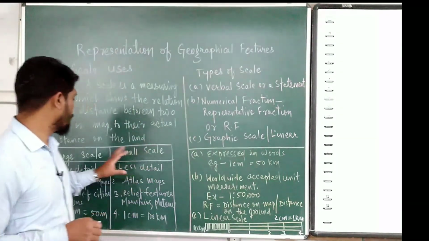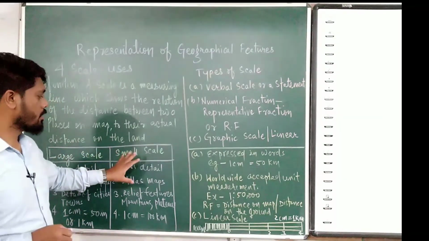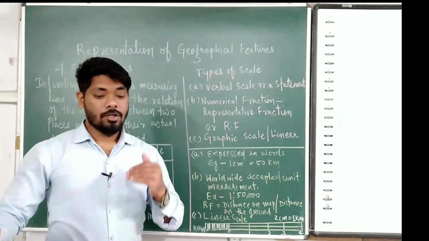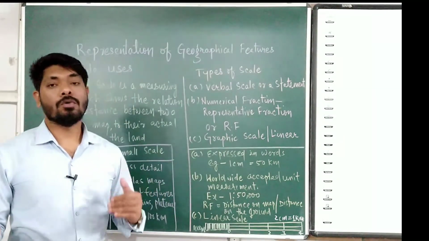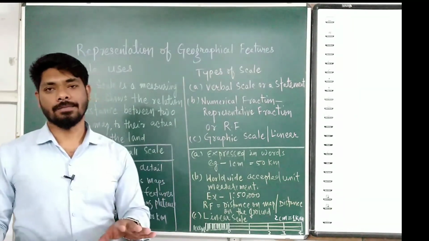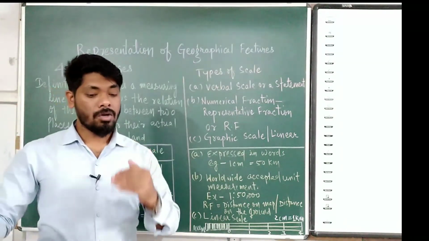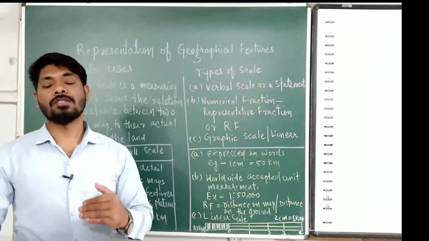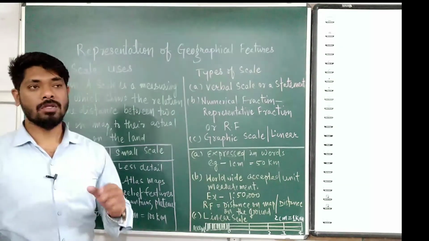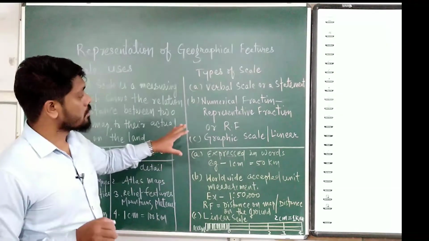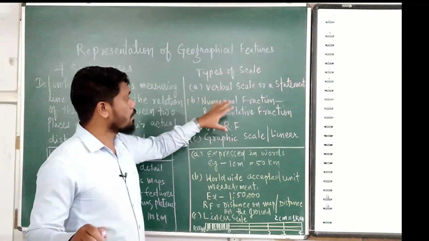I hope large scale and small scale are clear. In large scale, the geographical features of a small area are shown in detail. But in a small scale map, only the important features of a large area are shown, that is, in less detail. So let's discuss these three types of scale.